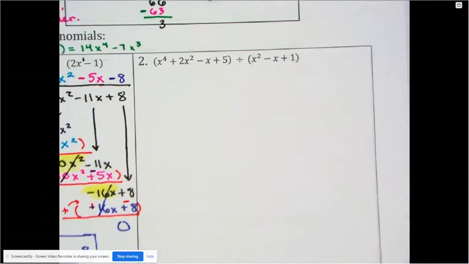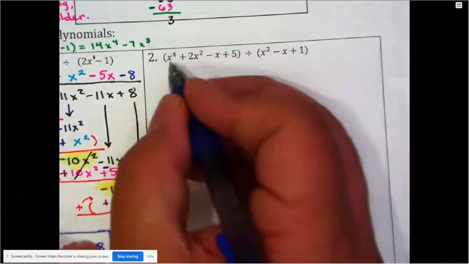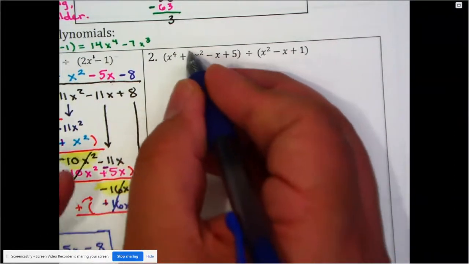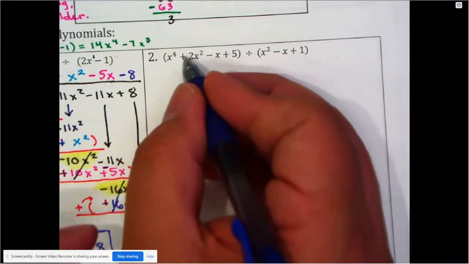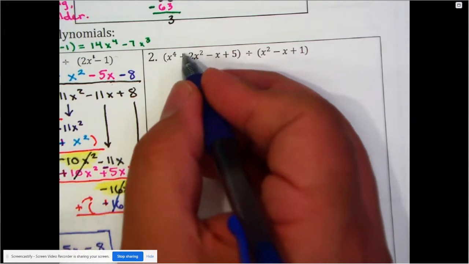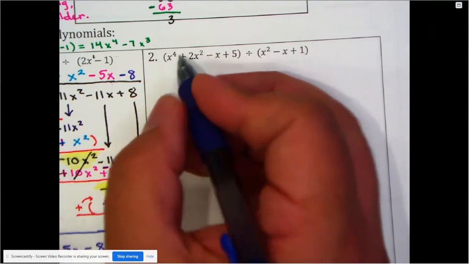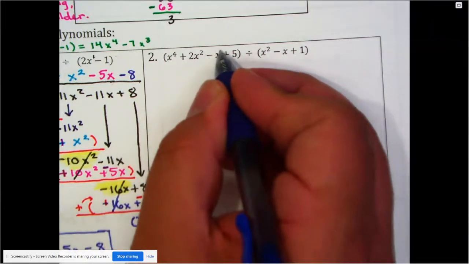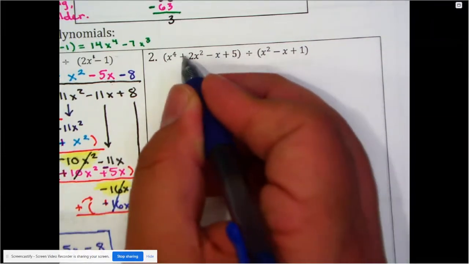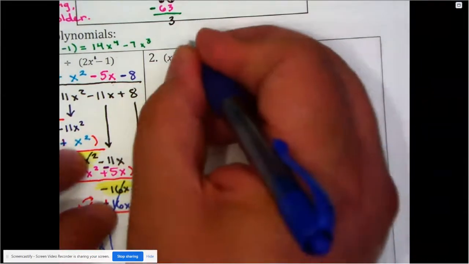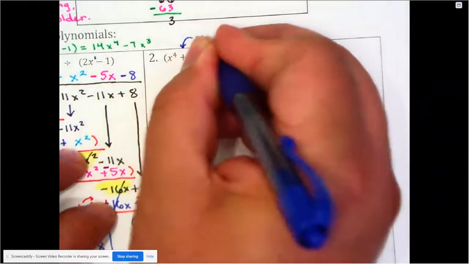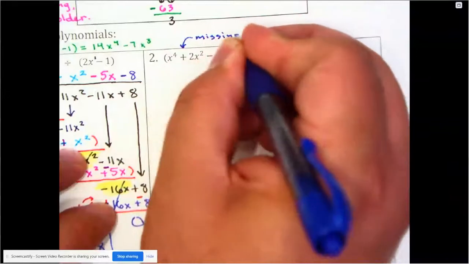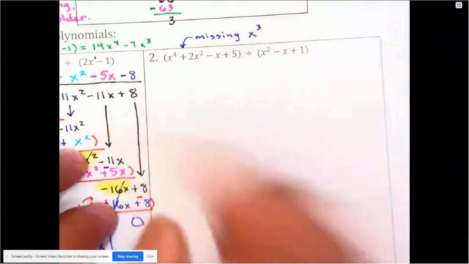All right, let's make sure it's in order. I see a power of 4. I see a power of, notice, we're missing something. I'm supposed to have a power of 3. But anyways, power of 4. Power of 3 is missing. Power of 2, 1, 0. It's in descending order, but we're missing the x to the third. So we'll address that later.